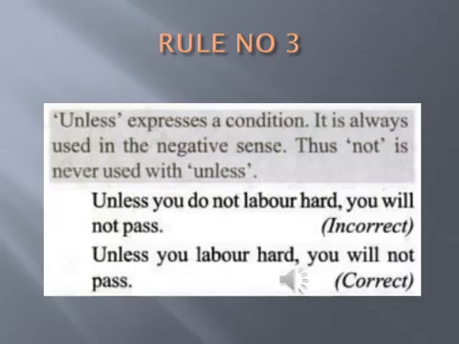Rule number 3 of spotting the errors. Unless expresses a condition, whereas until shows us time. And therefore, unless and until, that is very confusing to us. So remember, unless functions like if. So that expresses a condition. It is always used in the negative sense. So therefore, not is never used with unless.